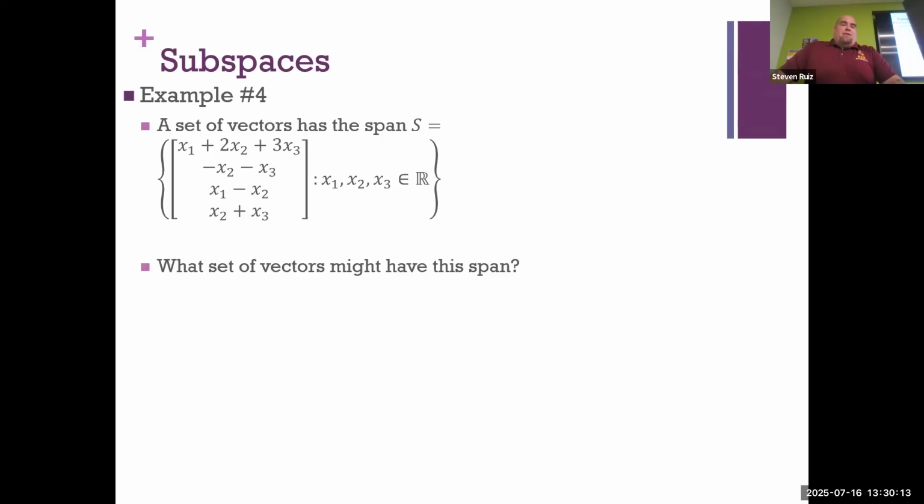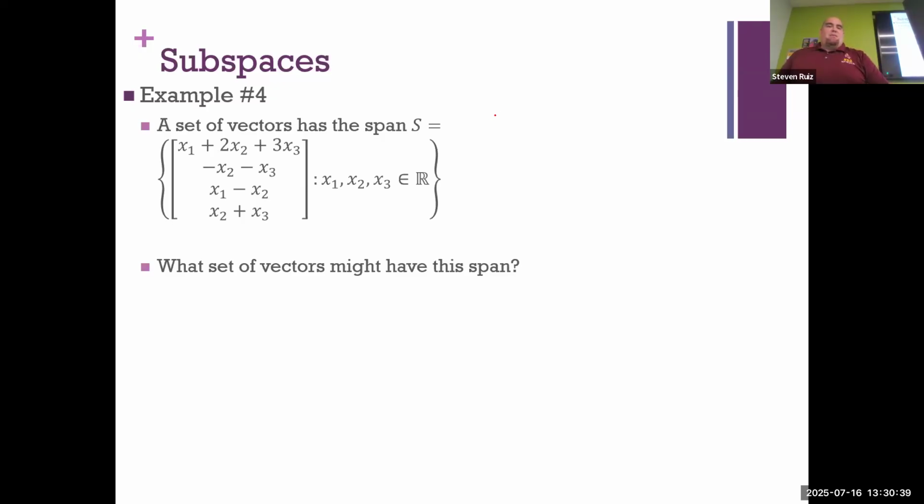Is there a way we can rewrite this? So this thing here in the square brackets, what's the order of that? 4 by 1. Yeah, it's maybe not obvious at first glance, but that's a single column. But can we break it out? Can we rewrite it in a way that might be more valuable to us?